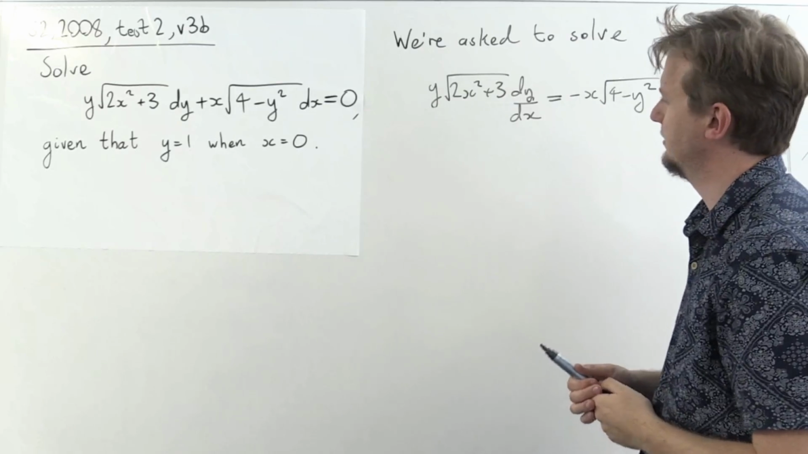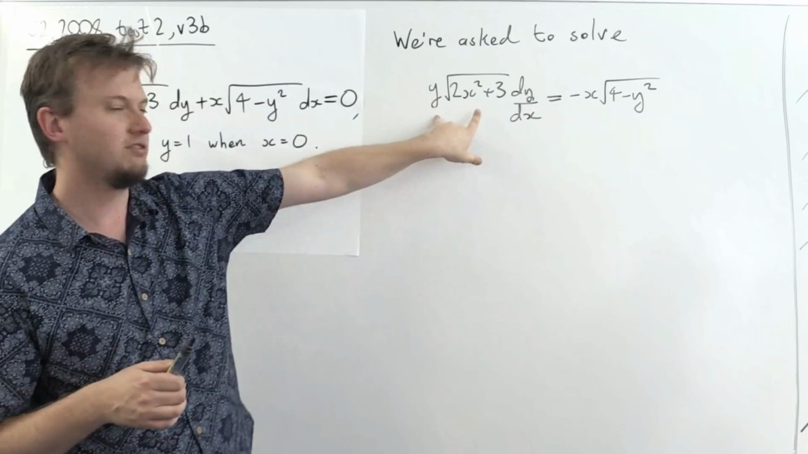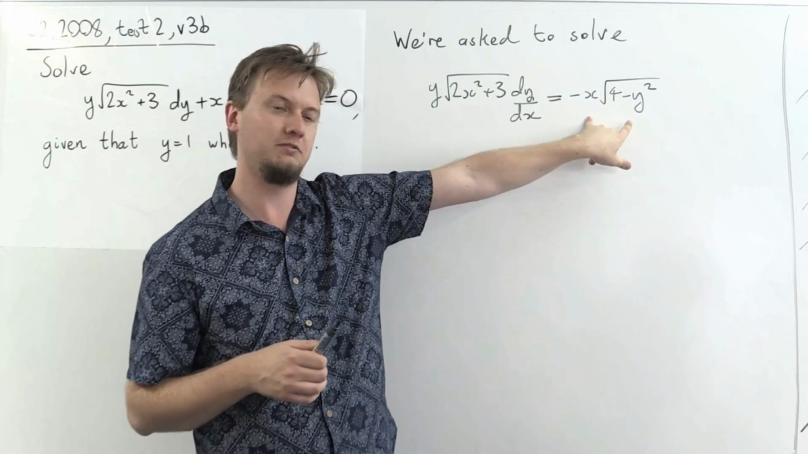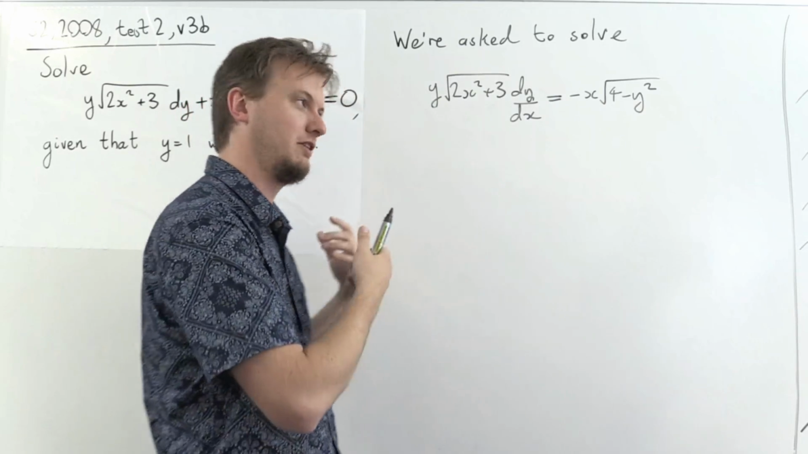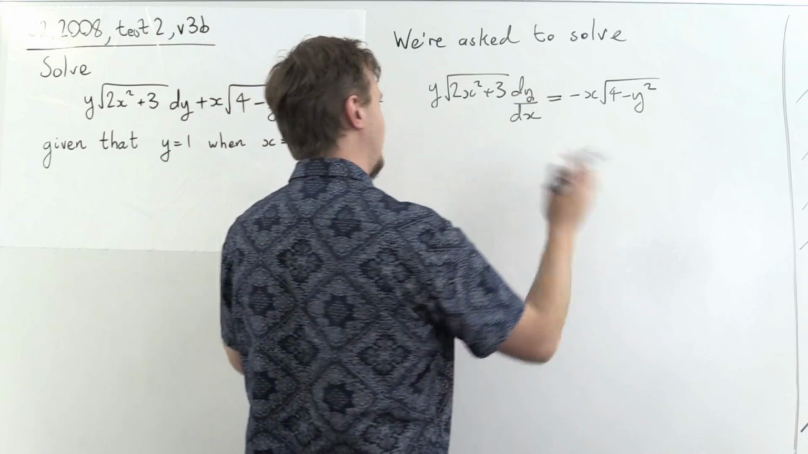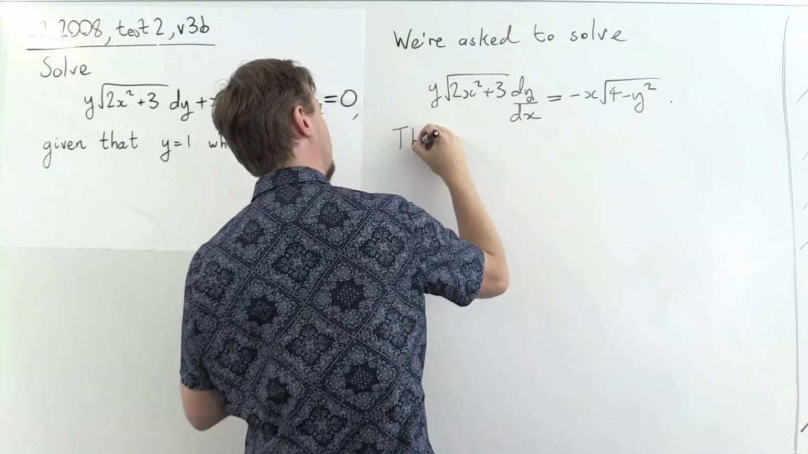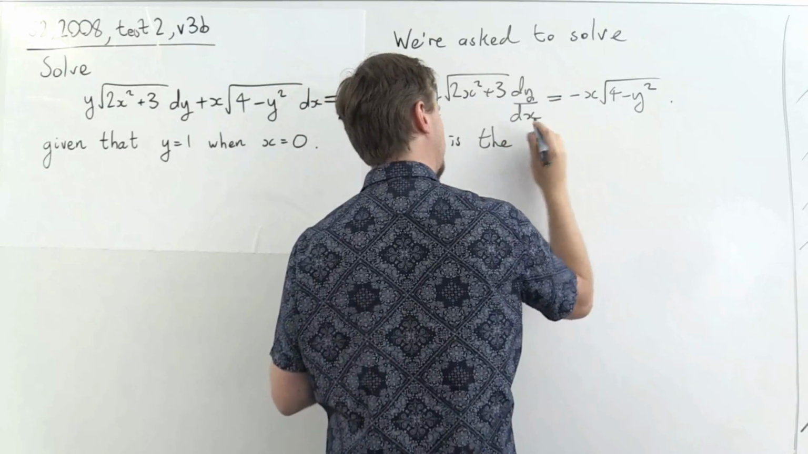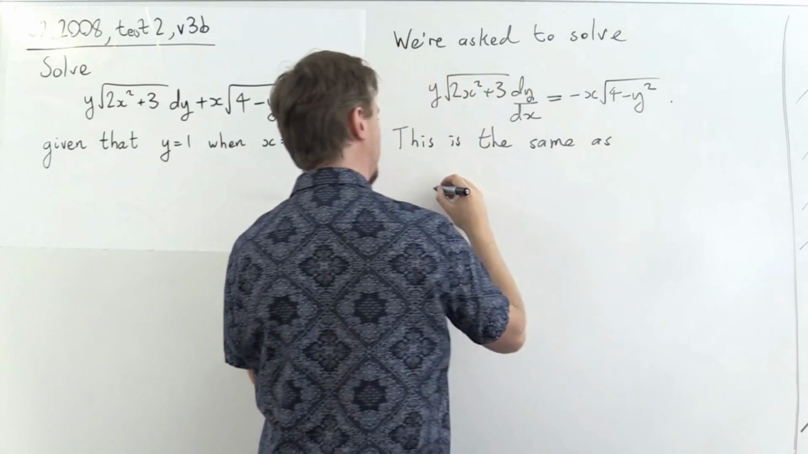But if you stare at it, and after your initial panic, you may notice this is just a product of a function of x and a function of y, and this is just a product of a function of x and a function of y. So I can move these factors around and end up with a function of x on one side and a function of y on the other. So I'm going to rewrite this as, well, I should say this is equivalent to the following equation.